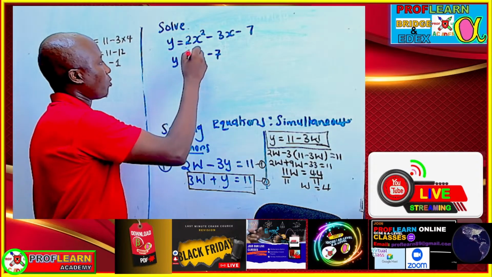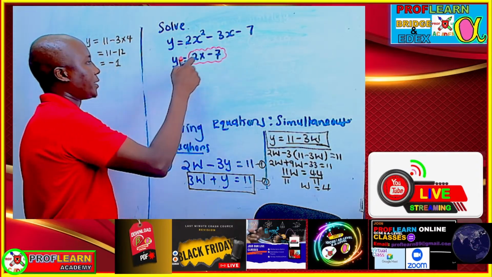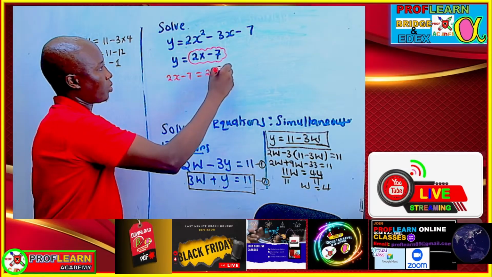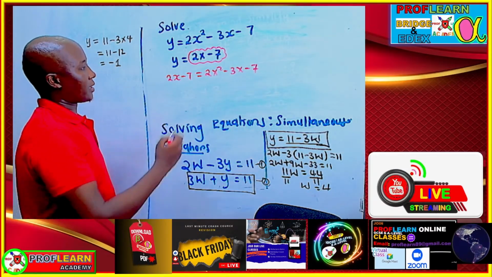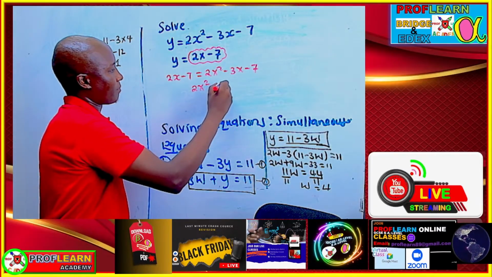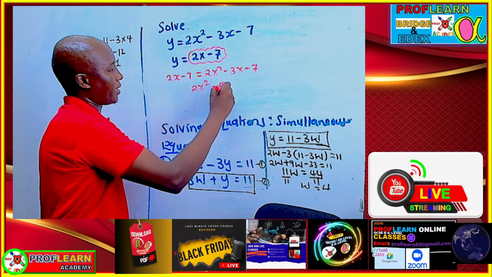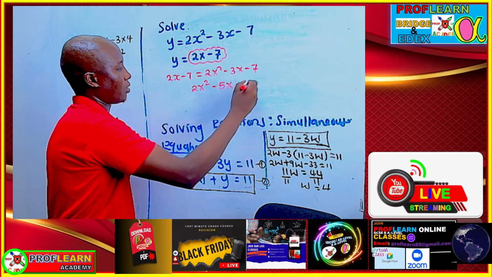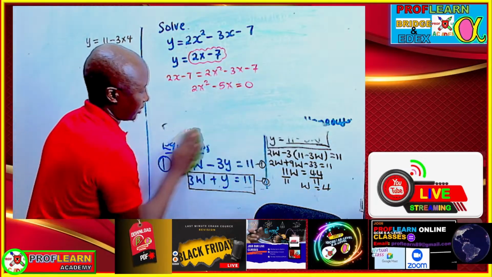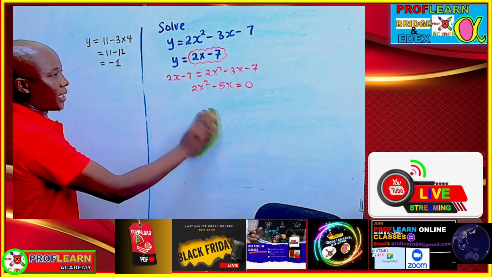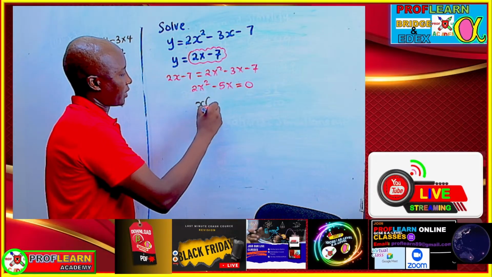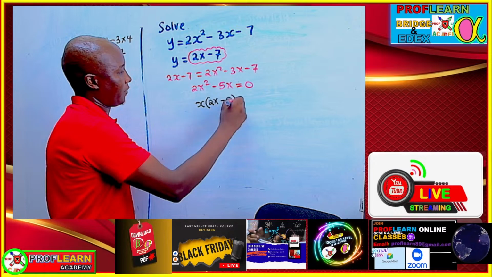The first thing we are going to do, we are going to substitute where we have y with 2x minus 7, and that is going to be 2x minus 7 is equals to 2x squared minus 3x minus 7. Which means that if we take everything to the other side of the equal sign, we shall have 2x squared minus 5x is equals to 0, because 2x minus 3x will be minus 5x, and if you take 7 to the other side, it is going to be plus. Having gotten that, we can now go ahead and say that this is going to be x factored out, x times 2x minus 5 is equals to 0.